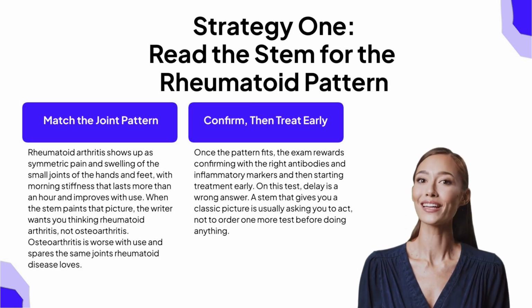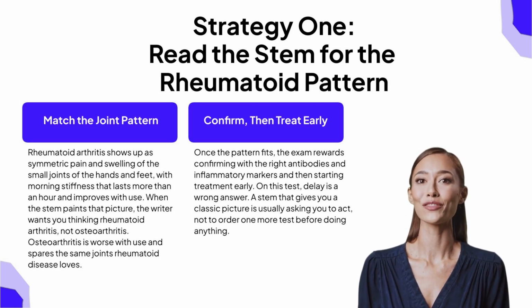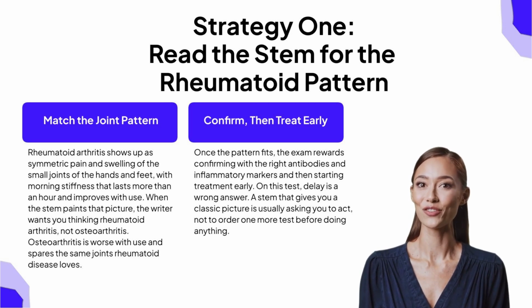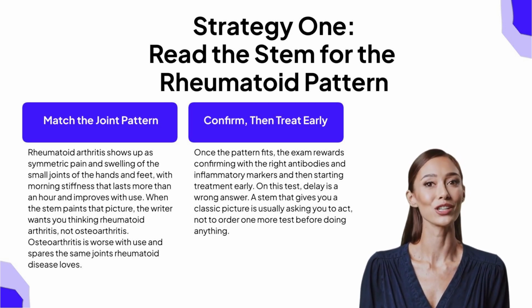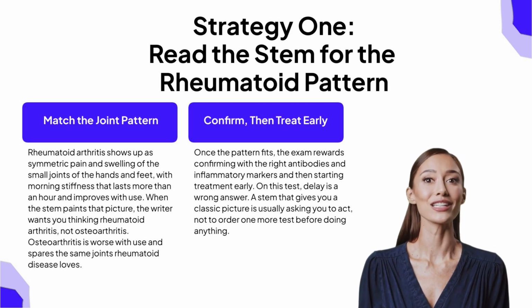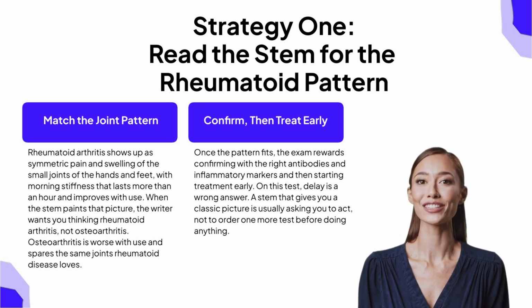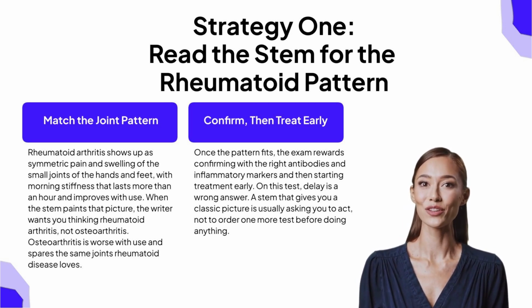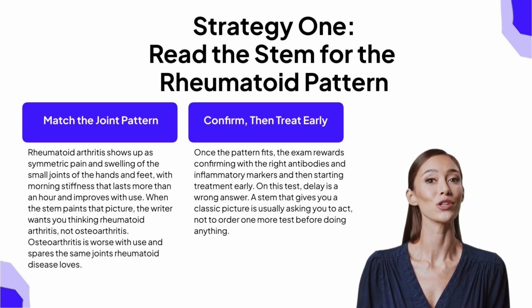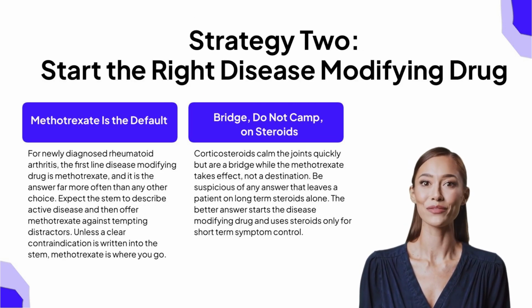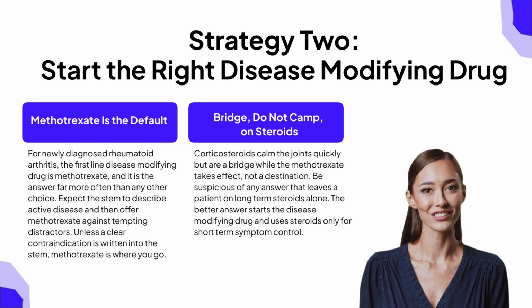Then, once the pattern fits, remember that this exam rewards confirming with the right antibodies and inflammatory markers, and then starting treatment early. On Step 3, delay is usually a wrong answer. When the stem hands you a classic picture, it almost always wants you to act, not to order one more test before doing anything. Strategy 2 is to start the right disease-modifying drug.